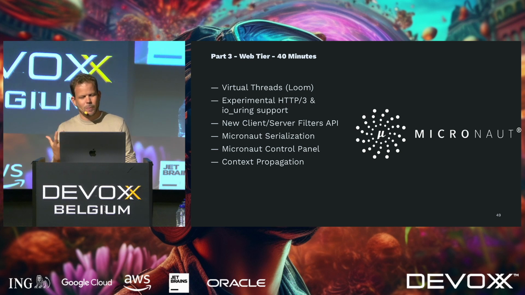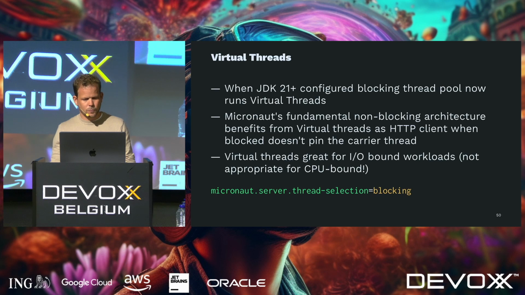So the web tier, we have support for virtual threads, experimental support for HTTP/3 and io_uring, new client and server filter APIs, default support for Micronaut Serialization, so Micronaut Serialization is the default. We have a new control panel and a rewritten context propagation infrastructure in Micronaut 4.